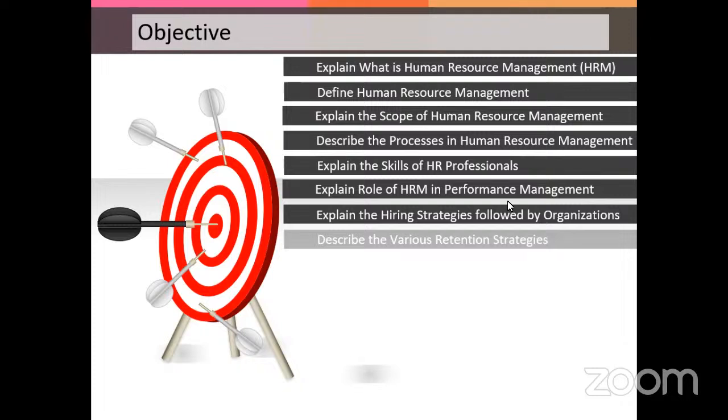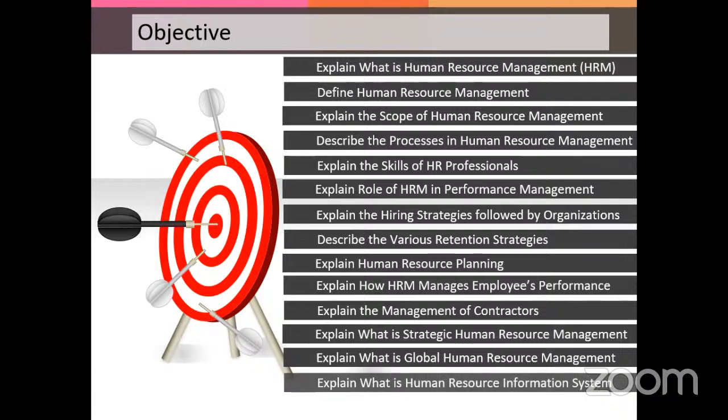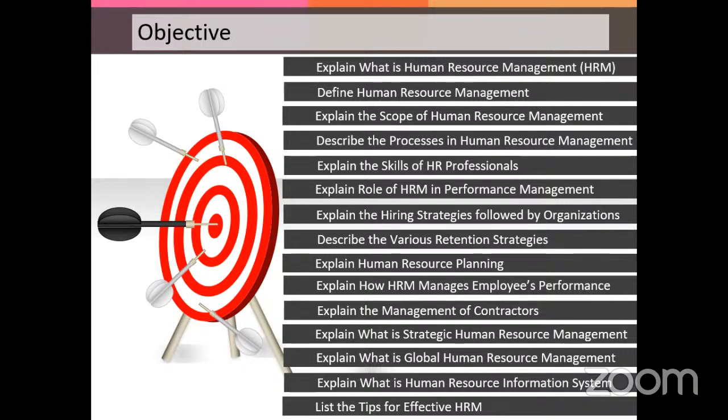And then we will progress at looking at human resource planning, how HRM manages employees' performance, and then we'll explain management of contractors, what strategic human resource management is all about, what global human resource management is all about, and then we'll look at the human resource information system, and then we summarize with the tips for effective HRM.